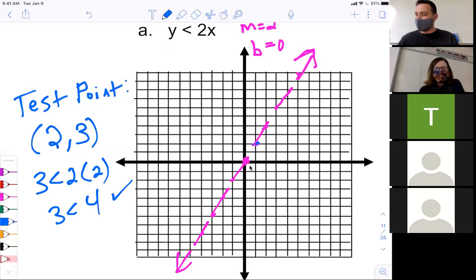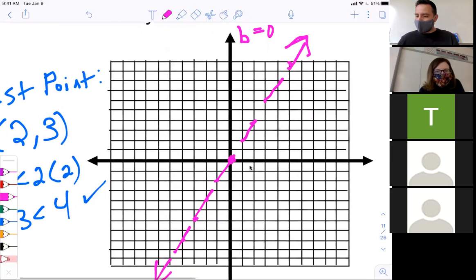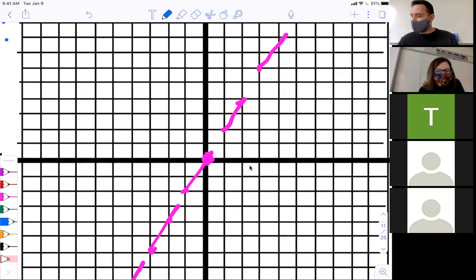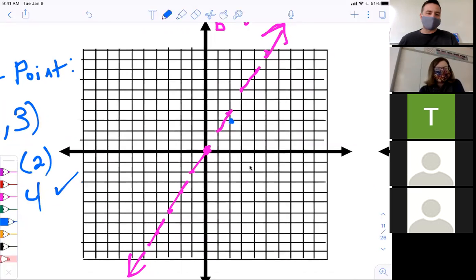So now we're going to go find that point of 2, 3. We go over 2, up 3. And is this on the left side of the boundary line or the right side? Bill? Right side. Yeah, and it checks out. So we're going to go ahead and shade on that side.